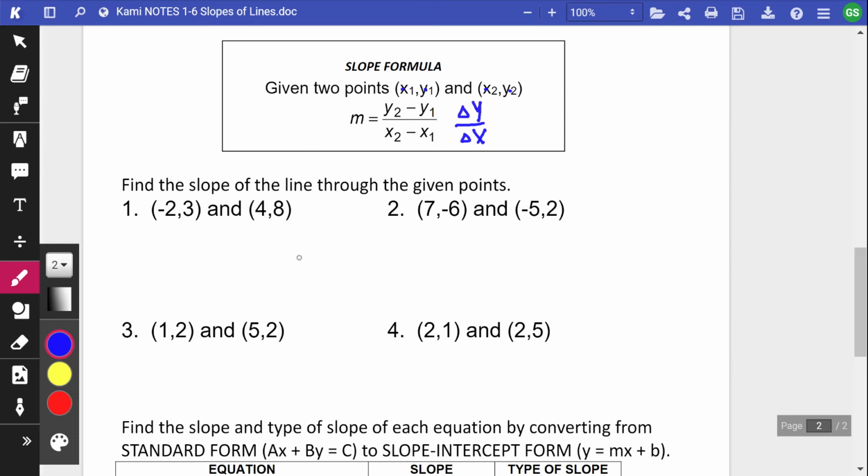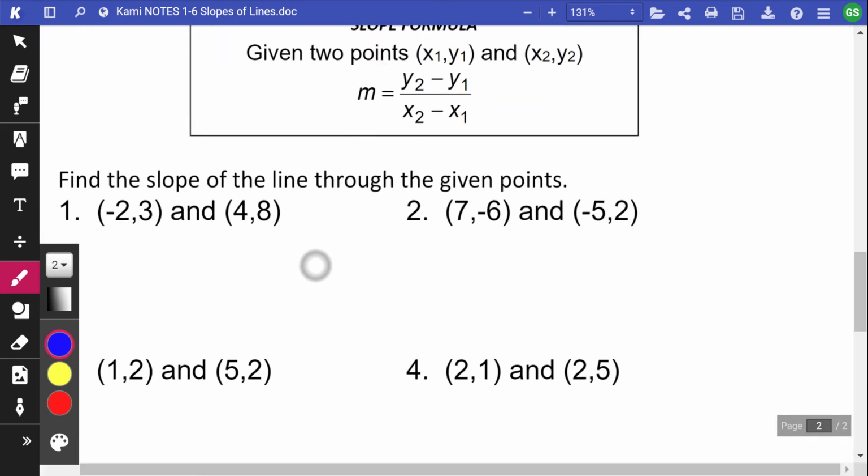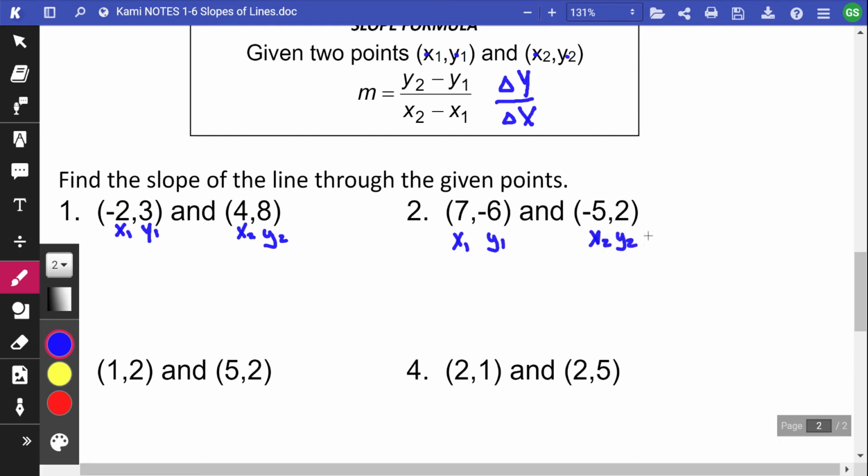So what might be easier is if I can zoom in a little bit. There we go. So this is x1, y1, and this is x2, y2. Go ahead and do that over here too. x1, y1, x2, and y2. So now all you have to do is just plug those right into your formula and away you go. So slope is always lowercase m.